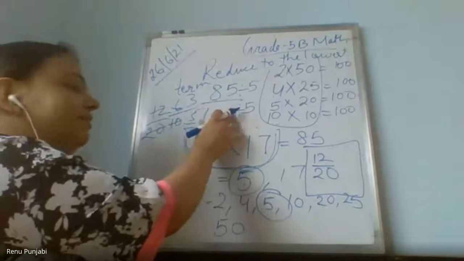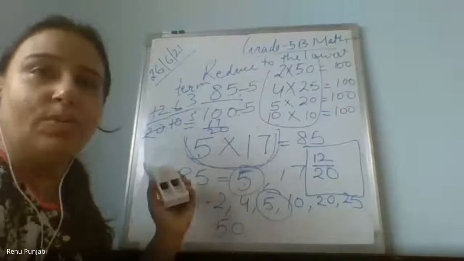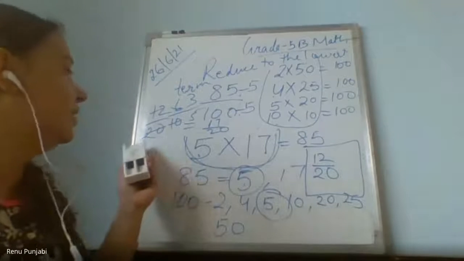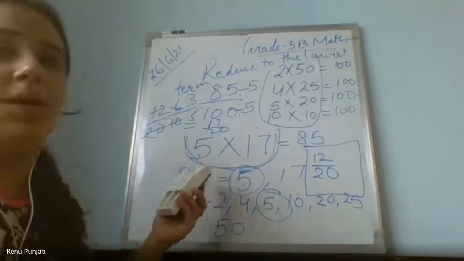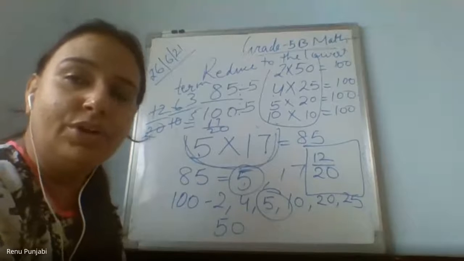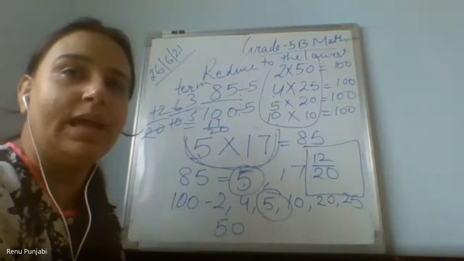3 upon 5. I have told you this method also, no? When the numbers are small, you can directly cut them in this way. But if the numbers are big, what do you do? You can do the same method with small numbers. Don't get yourself confused. Whichever method is convenient for you, you apply that method and start doing. Am I clear?